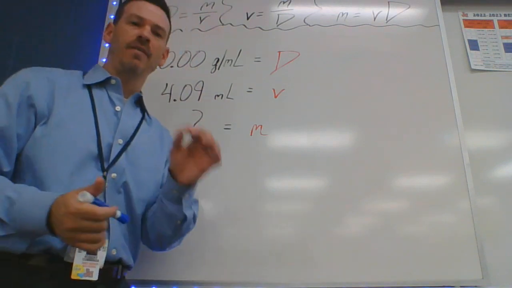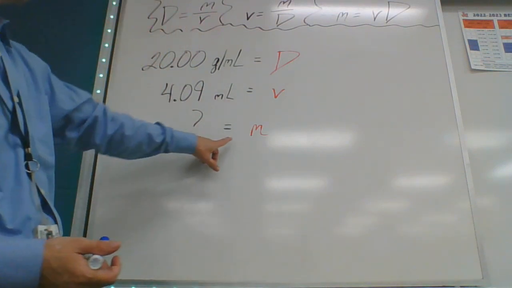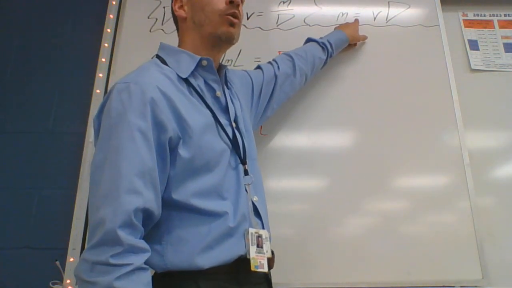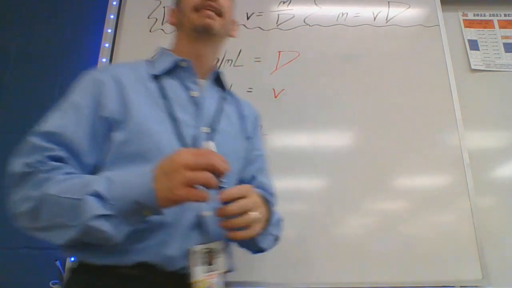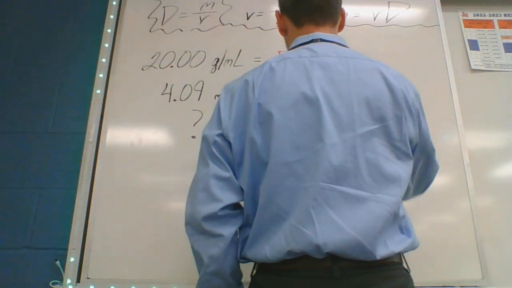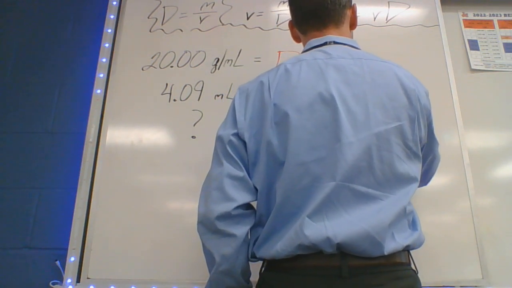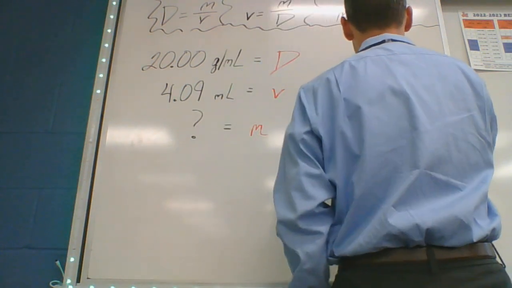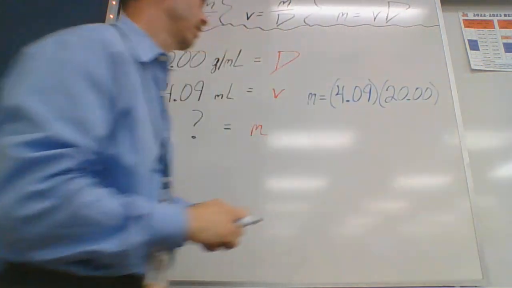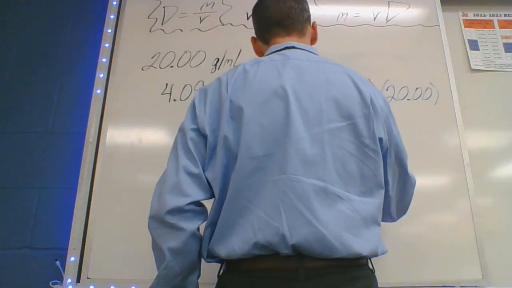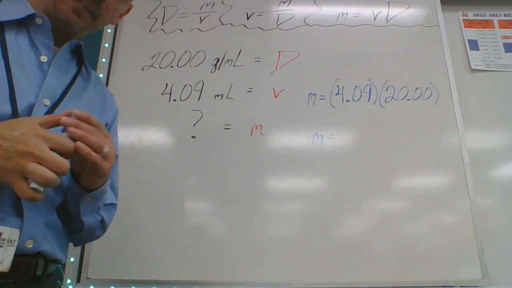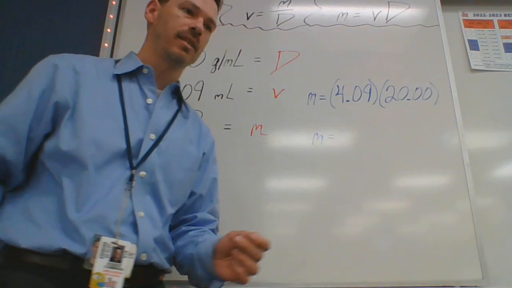Use the equation that has the unknown by itself. We're looking for mass. It's this one that says mass equals volume times density. So mass equals the volume times the density. I'm going to draw a card for the answer, so find it independently with good sig figs and units.